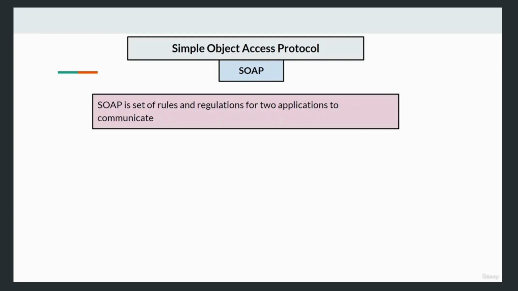applications to communicate. So this SOAP protocol makes two applications quite tightly coupled because there is a specific request format and response format. Right. So it is basically a set of rules and regulations for how two applications will talk to each other over the web. We have discussed web services, so that's where it will come into the picture.